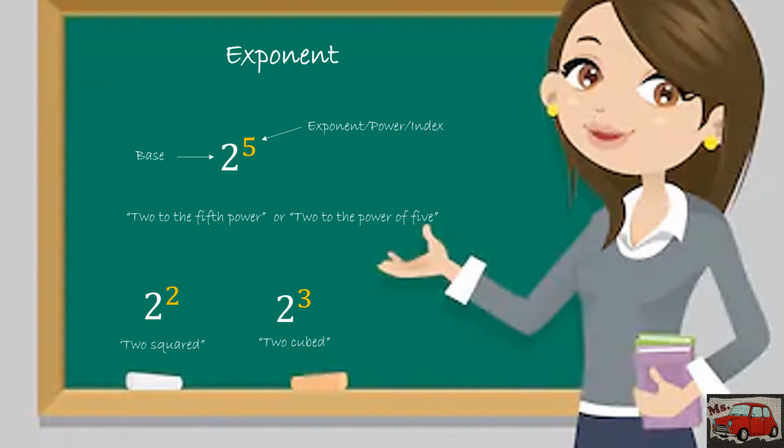Merong mga special names. So, like, kapag yung exponent mo is 2, ang tawag dyan is 2 squared. Pag yung exponent mo naman is 3, ang tawag dyan is 2 cubed. But the rest, pwede nyo silang tawagan pag 4 yung exponent, 2 to the 4th power. Pag 6, 2 to the 6th power.